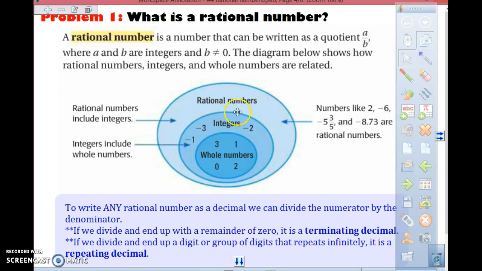Within rational numbers, they could then be integers, which would be whole numbers. And then also, we sometimes call whole numbers natural numbers. So anything that can be written as a fraction would be considered rational.